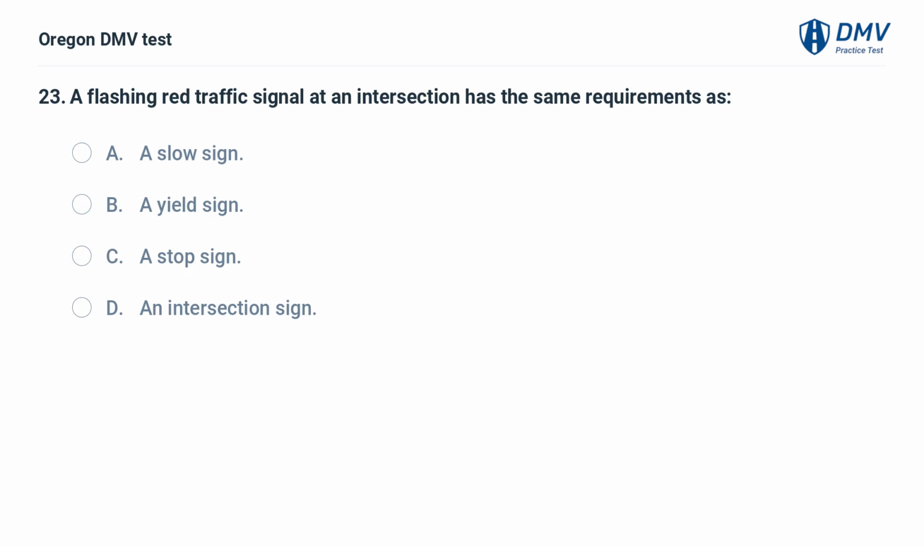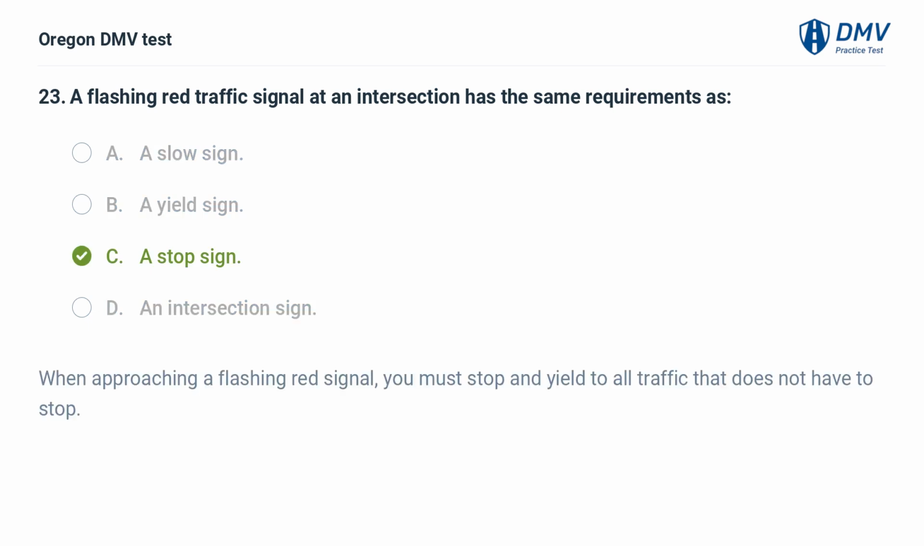A flashing red traffic signal at an intersection has the same requirements as: A. A slow sign. B. A yield sign. C. A stop sign. D. An intersection sign.